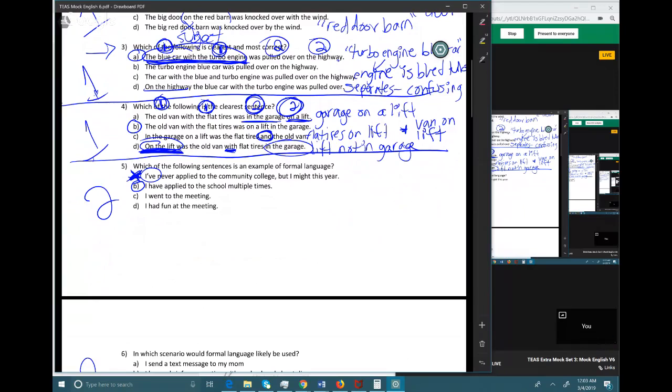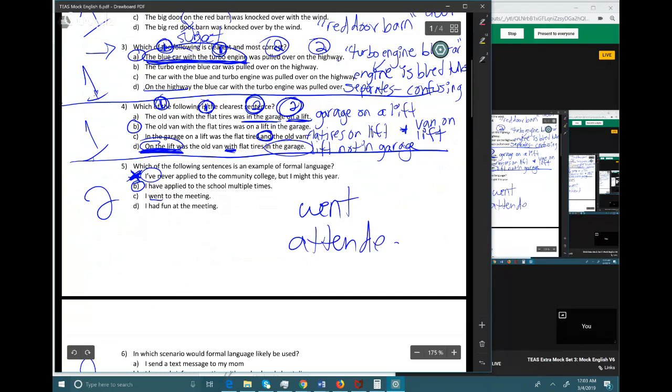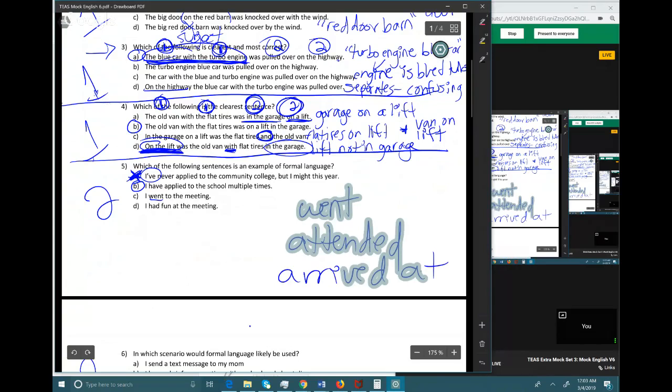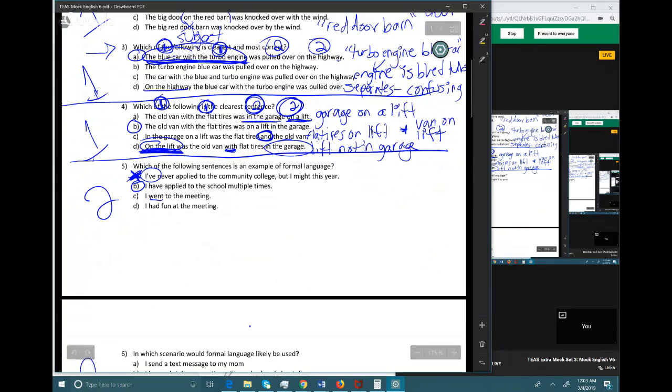B is I have applied to the school multiple times. That is formal. It doesn't jump out at you as being this ridiculously formal sentence or anything like that. But when you look at I went to the meeting, that is short. It sounds like a text message. It doesn't sound like a sentence. And it says went. There's nothing wrong with went, but we often see things like attended, arrived at, something that's a little more expansive. The length of a sentence is not a dead giveaway, but a lot of times if you kind of think in terms of, would I see this in a paragraph that I'm reading, or would I see it in a text message, you will find that that helps you eliminate some.